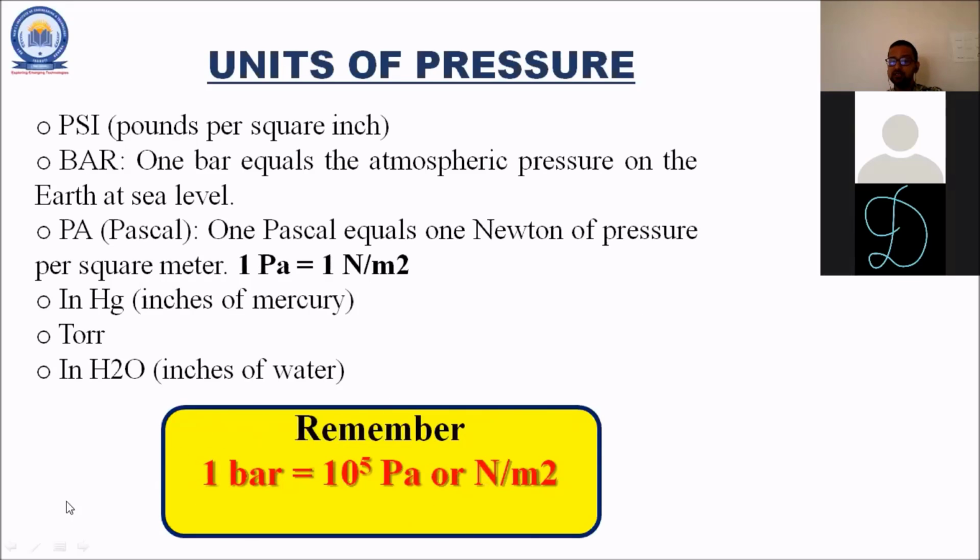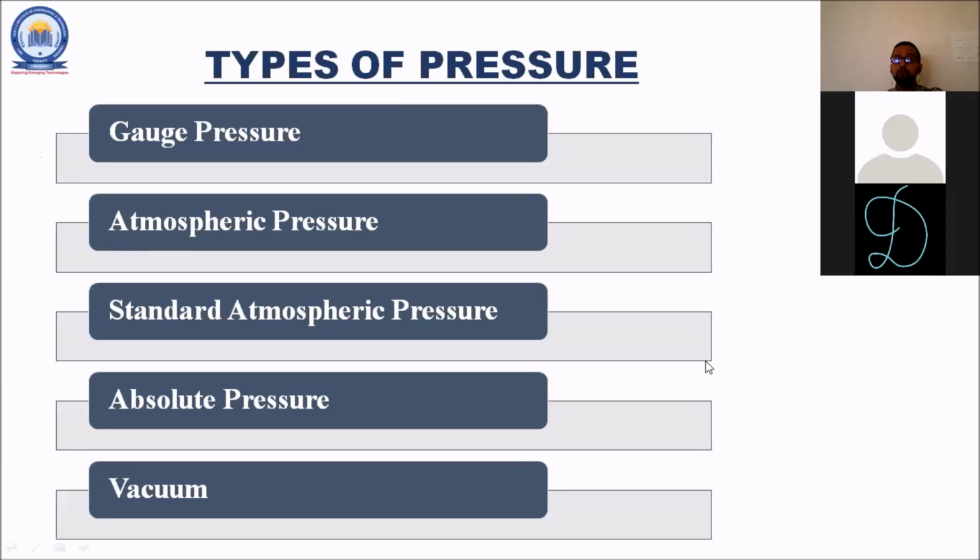Because in the numericals, the majority of the numericals will give the pressure in terms of bar. So we need to convert the bar into Pascal. So I hope you have mentioned, or you have understood, or if necessary you have written this point in your notes. Proceeding further, the types of pressure: there are 5 types of pressure.